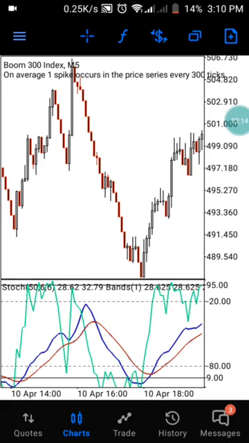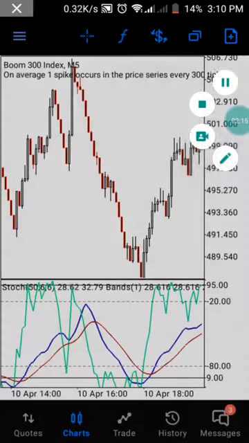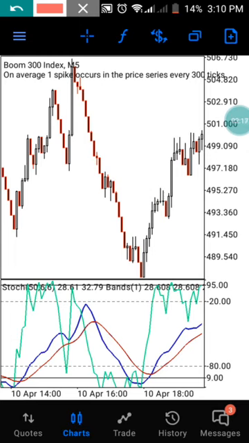So what are the things you need to first identify when you want to take this particular trade? What you are going to be checking is your upper band and your red line here. Anytime they cross each other, that's why it's so easy for you as a beginner to even try this. You can try it on your demo account before doing it on your real account.